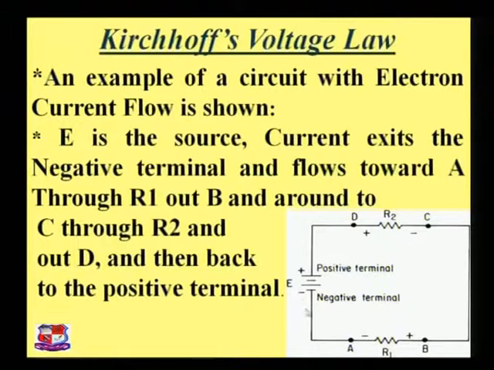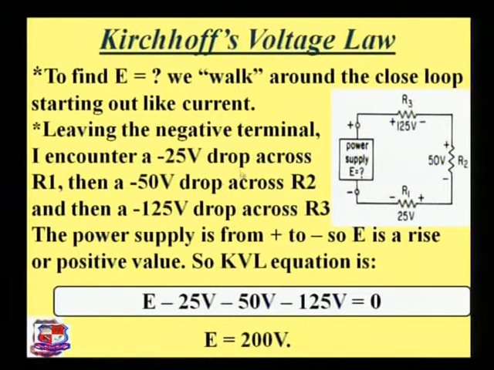The current will flow toward the negative terminal of the battery, that is, flowing toward point A through the resistance R1 to B, and around to point C, R2 and point D. So this is the path of the electrons, or the current, flowing in the circuit. Now let's find out the value of the voltage in a given circuit.